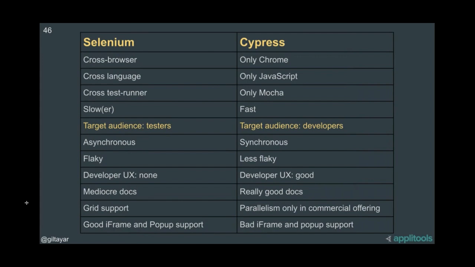Selenium supports Selenium Grid for parallel execution, while Cypress supports parallel execution only in the commercial version. But there are hacks and workarounds to achieve that using the Cypress Docker image.